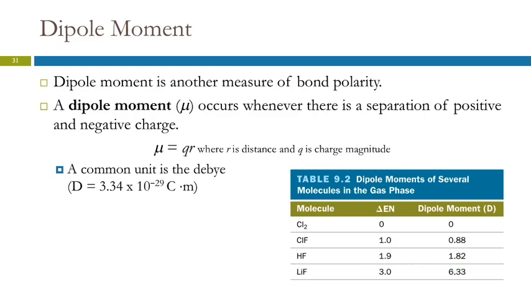Lithium fluoride, what kind of a compound is that? Ionic, metal, nonmetal. So here, the electronegativity difference is larger. It's 3.0. And the dipole moment goes way up. Any questions?